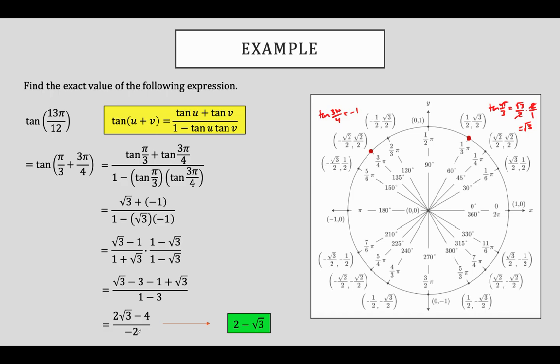All right, so there is a quick introduction to our sum and difference formulas and how we can use them to help us relate angles to our unit circle. Coming up, some relationships to angles that aren't specifically on our unit circle.